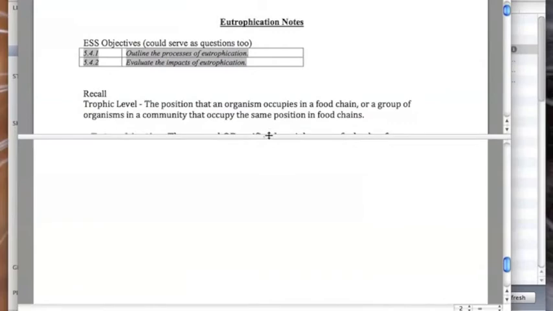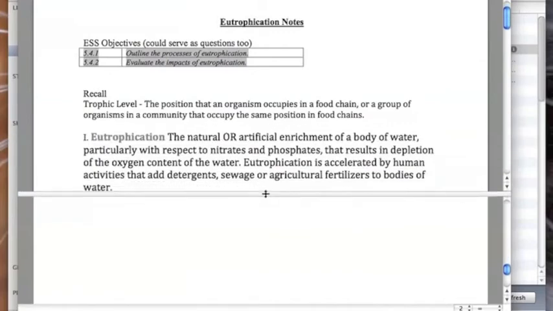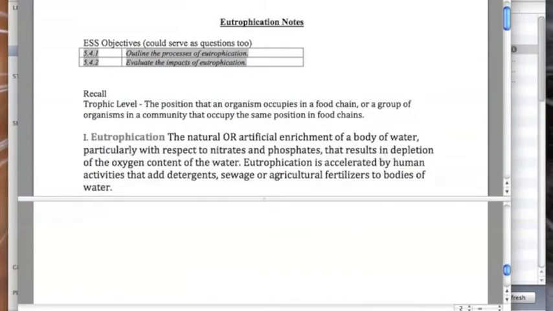To start off, I'd like to remind you that the idea of eutrophication has to do with trophic levels. So if we go back and look at what a trophic level is, we often talk about an organism and where it takes place in the food chain. As we look at eutrophication, a big focus is looking at the interrelationship among different organisms in the food chain, both producers and the consumers that are reliant on those producers.